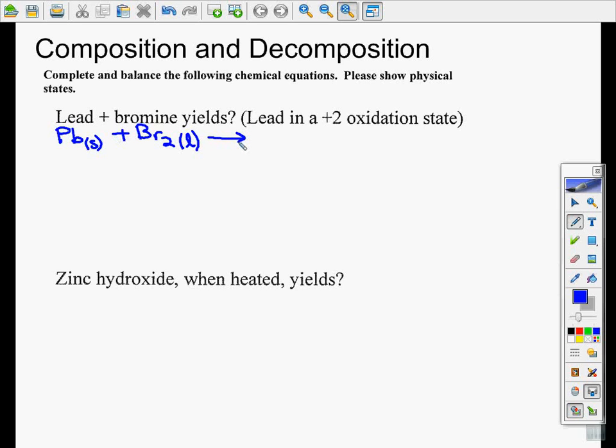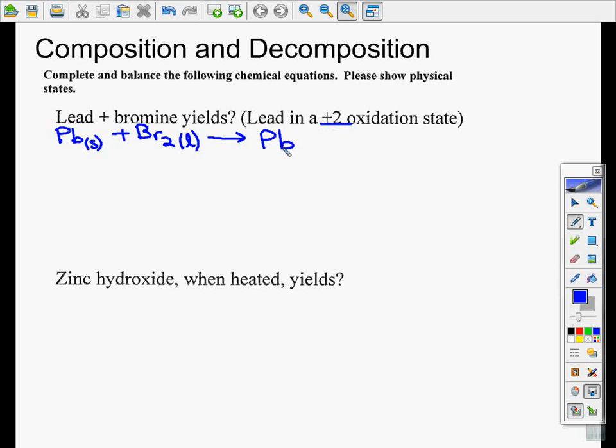And since you have two elements on that side, the only thing this could lead to, if a reaction is going to occur, is going to be a composition. We also call this synthesis. And these two will combine. Now, the problem here tells you that lead will end up in a +2 oxidation state. So we will end up with lead, and that will be a +2.